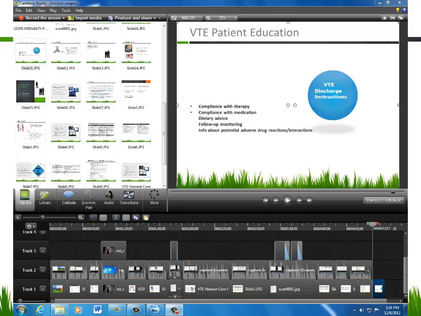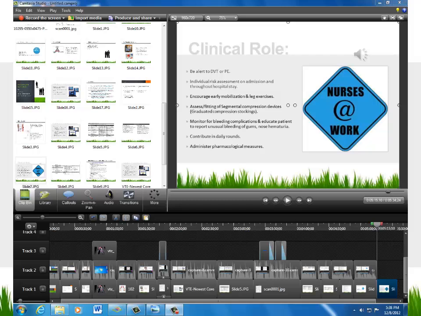In summary, the discharge teaching should involve compliance with therapy and the medication, dietary advice, follow-up monitoring, very important when overlap therapy is used for anticoagulation, and then info about potential adverse drug effects. The clinical role then is to be alert for signs and symptoms of DVT and PE.